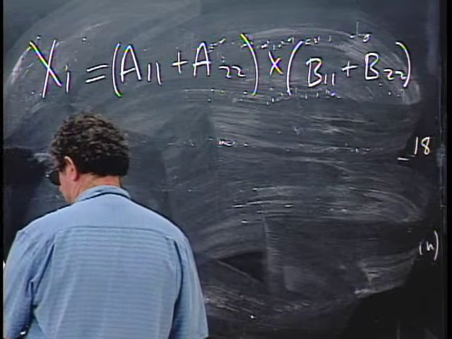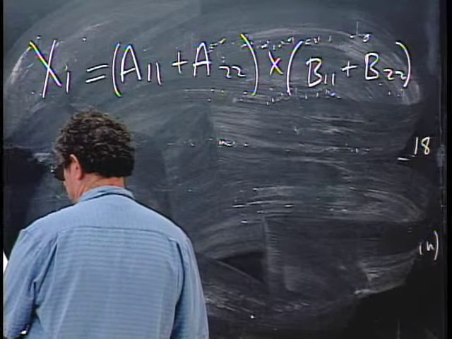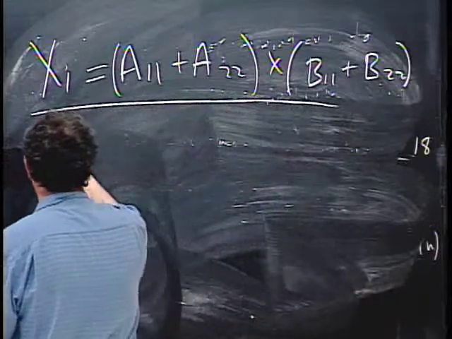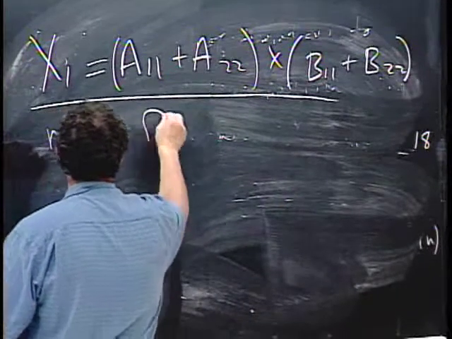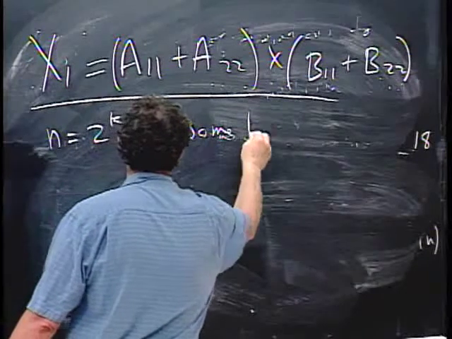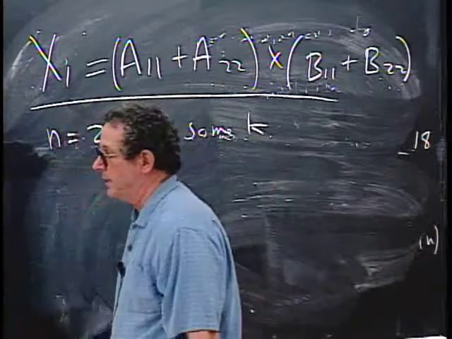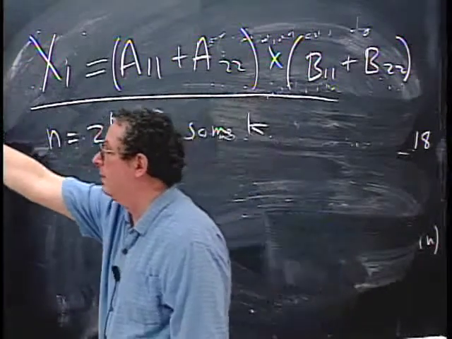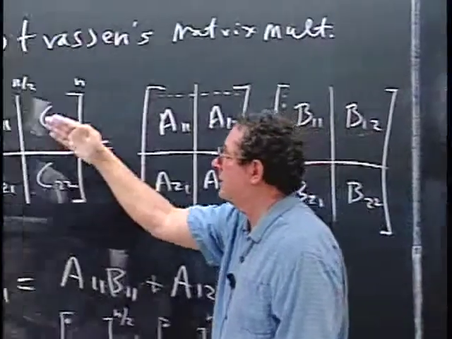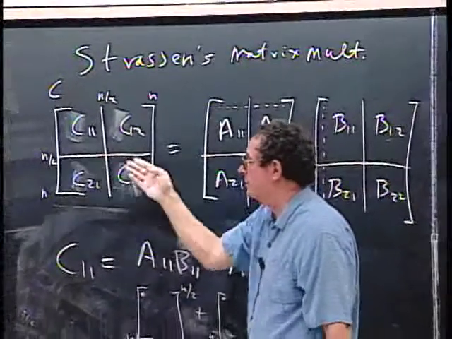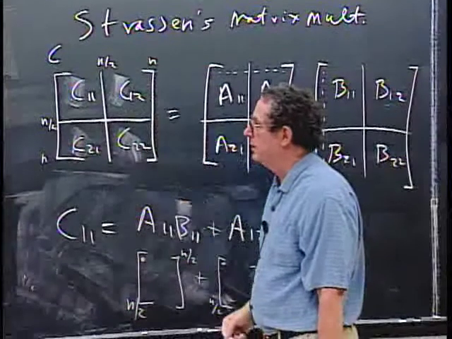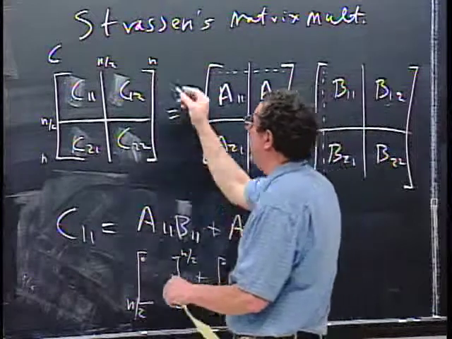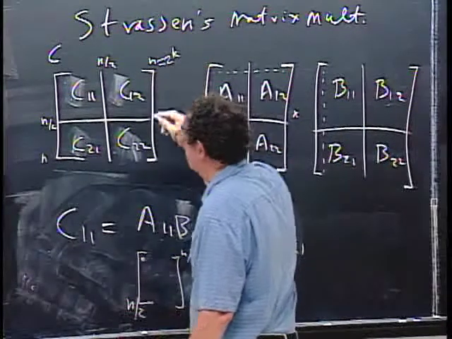Okay, just to make things a little bit annoying, we're going to do the analysis for n equals 2 to the k for some k. I should have mentioned this earlier, because in the recursion we're dividing a matrix that's n by n into these pieces that are n over 2 by n over 2, and then we're going to do that successively and so on. So it would be convenient if n is a power of 2. It just makes everything work out nicely.